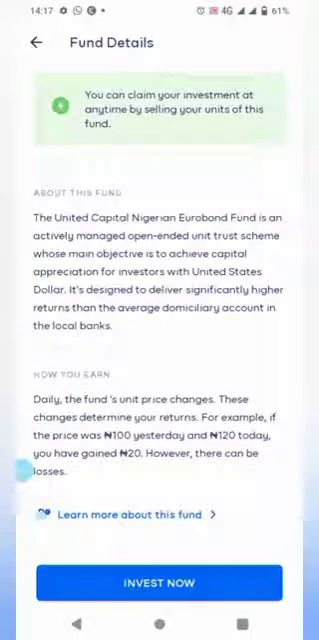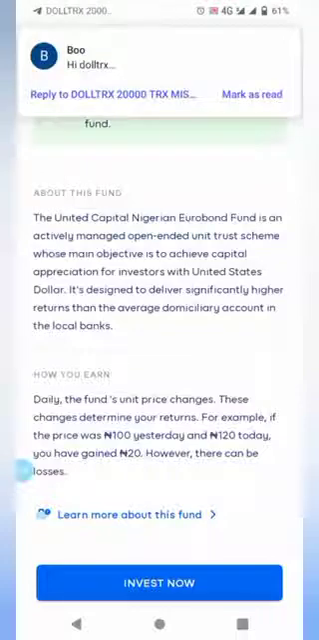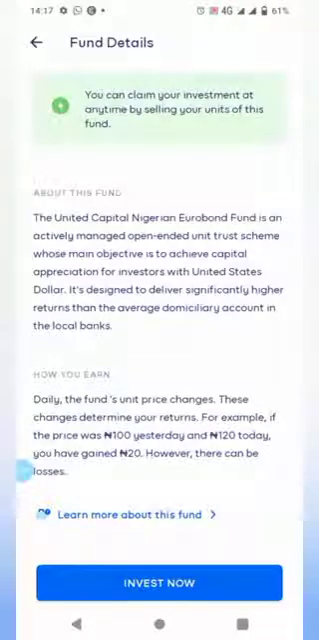So how do you earn from this? Daily, the fund's unit price changes. These changes determine your return. For example, if the price was 100 naira yesterday and 120 naira today, you have gained 20 naira. However, there can be losses.